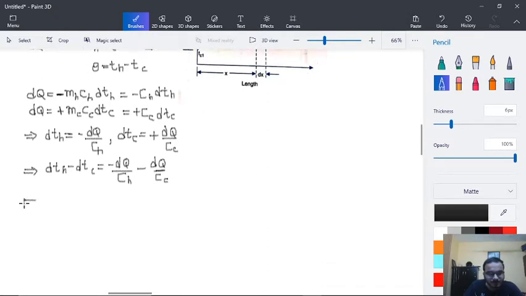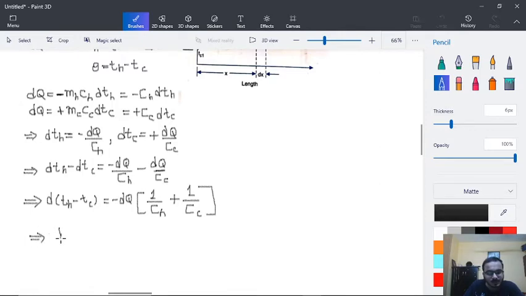So here we can write, we can take d common, so d into Th minus Tc is equal to minus dq into 1 divided by Ch plus 1 divided by Cc, and here we can write d theta is equal to minus dq into 1 divided by Ch plus 1 divided by Cc.